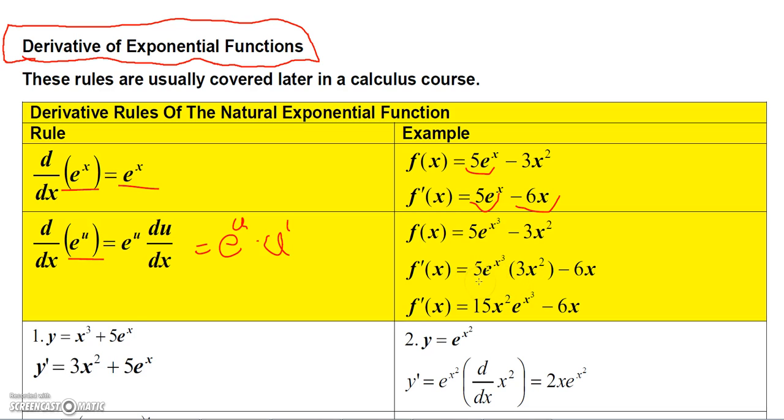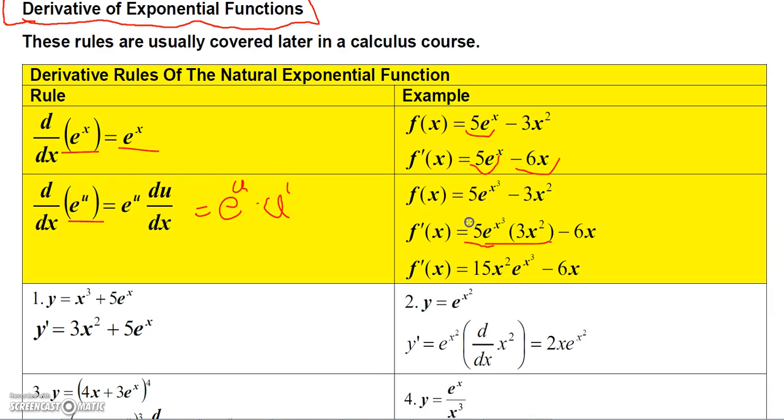So for the derivative of e to the x cubed, I just get e to the x cubed times 3x squared, and I bring down the 5 as the factor that was with it. So I have 5 times this, and then of course we know the derivative of minus 3x squared is minus 6x. Now I can multiply the 5 times the 3 to simplify a little bit. 5 times 3 is 15, and I'll put the x squared to the left of e to the x cubed. That gives me 15x squared e to the x cubed minus 6x after I simplify.